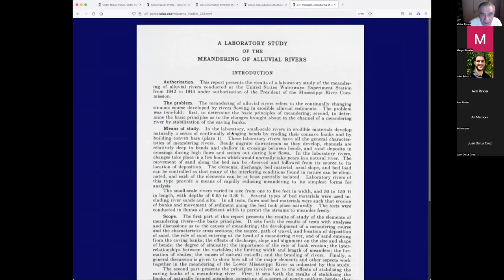Let me see if I can expand this a little bit. It refers to the continually changing sinuous course developed by rivers flowing in erodible alluvial sediments. The problem was twofold. First, to determine the basic principles of meandering, the stuff that Einstein had tried to do in 1926. And second, to determine the basic principles as to changes brought about in the channel of a meandering river by stabilization of the caving banks.